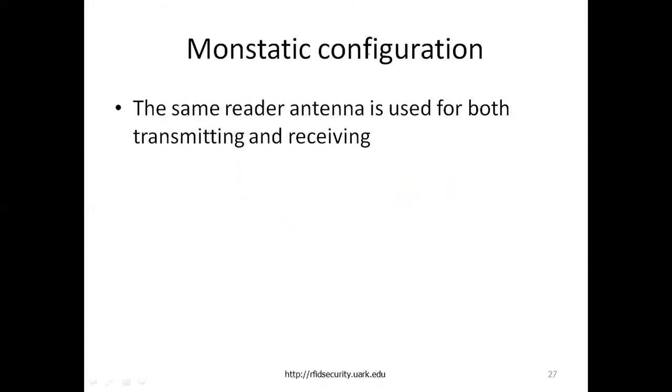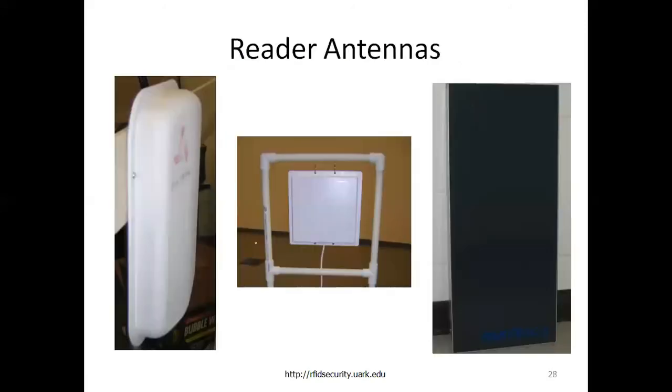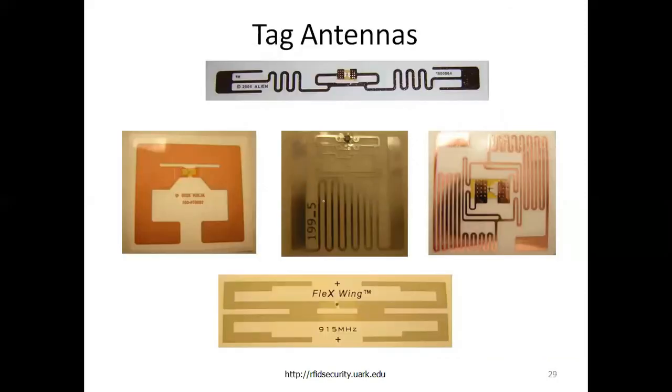In the monostatic setup, we have a similar type of reader antenna that can be used for dual purposes, for tagging and reading. So this setup is known as a monostatic configuration, where we can use a similar type of antenna for both purposes. These are the reader antennas which can be used, and these are the tagging antennas which can be used for the tags to transmit and receive.